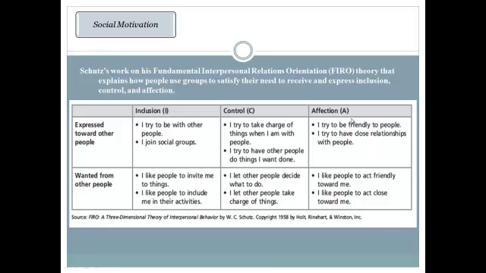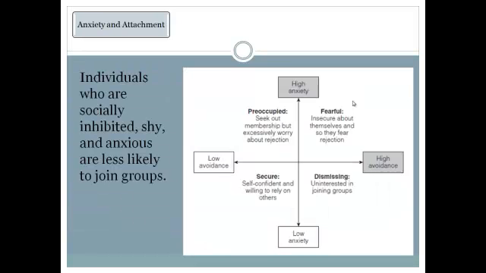Finally, a need for affection, which again sounds like a need for intimacy. Expressed toward others, you want to have close relationships with others. Wanted from other people, you would like other people to feel close to you and be intimate with you. So, according to Schutz, these three are fundamental needs that we all have, and we can certainly see how joining groups would satisfy these needs.